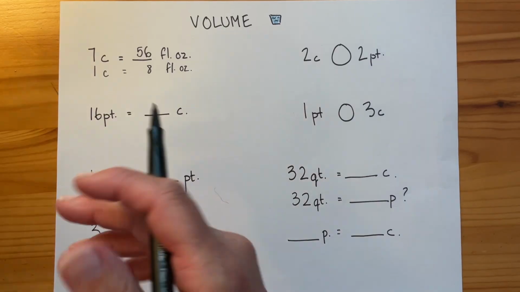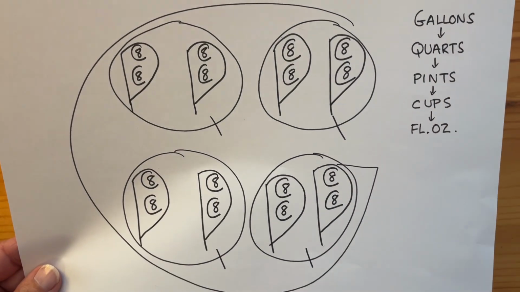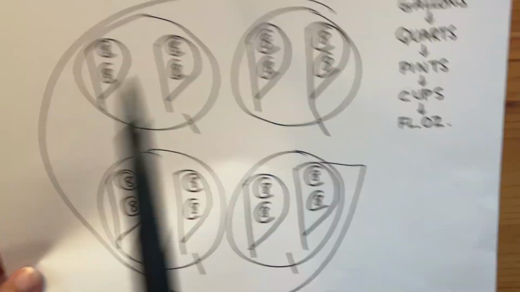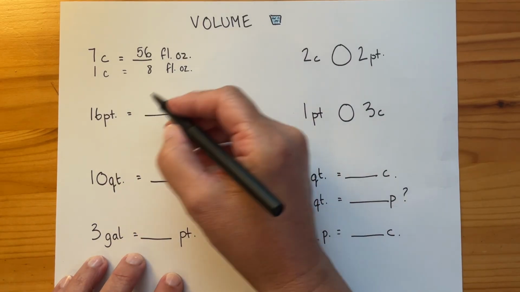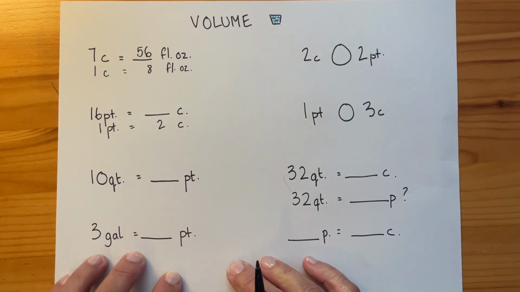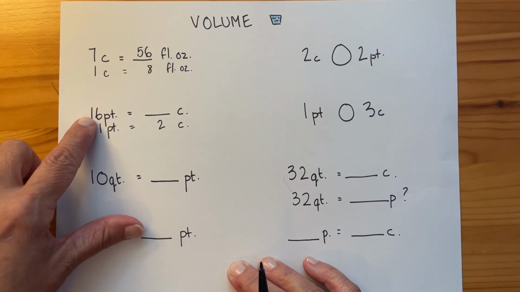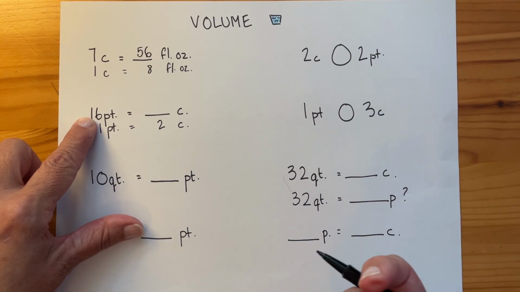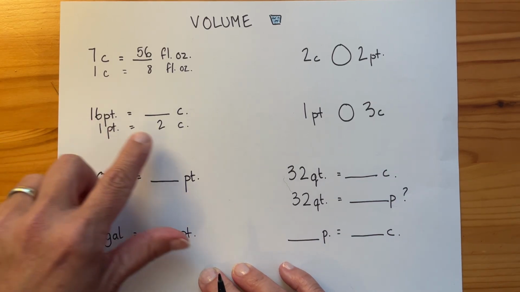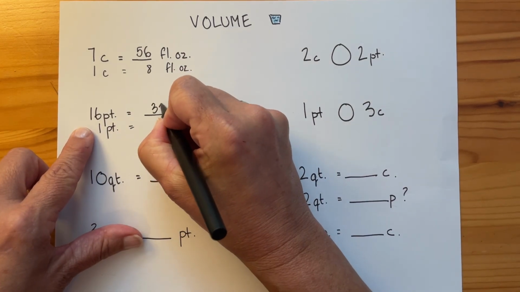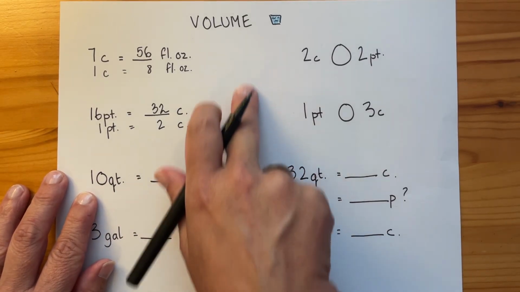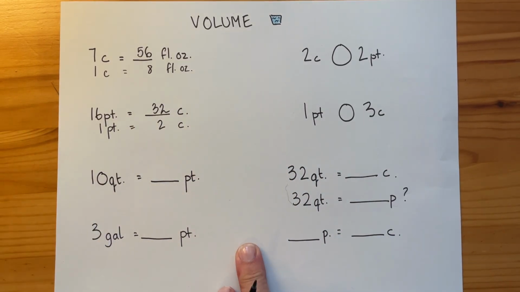Same thing with pints and cups. I'm going to look at my diagram and I'm going to say, okay, see that there are 2 cups in a pint, 2 C's and 1 P. So I know that 1 pint is 2 cups. So I'm going to have to multiply 2 by 16. And I know my 16 times table almost, because we have to do it so much. So I'm going to say that that's 32 cups. If you don't know how to do 16 times 2, make me happy and write it out so that we can see your working out.